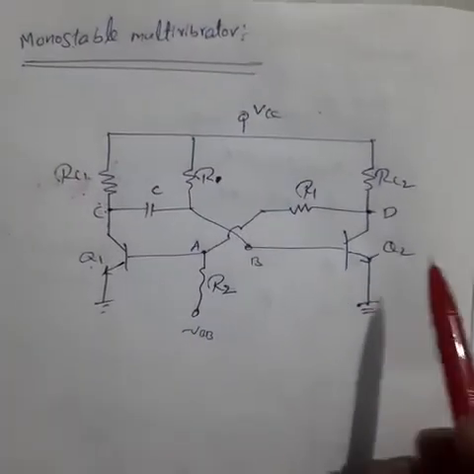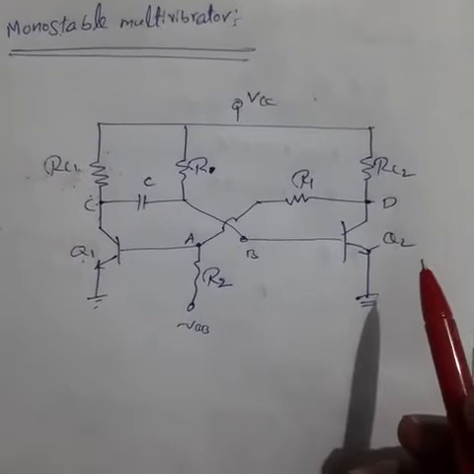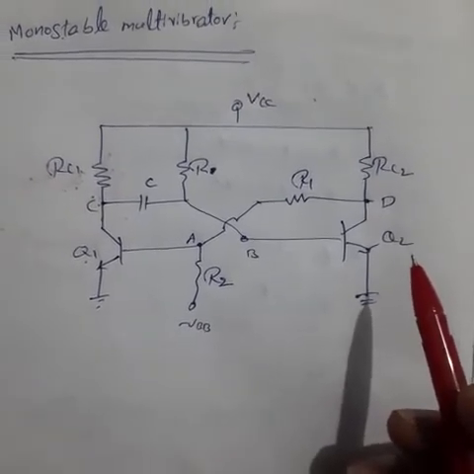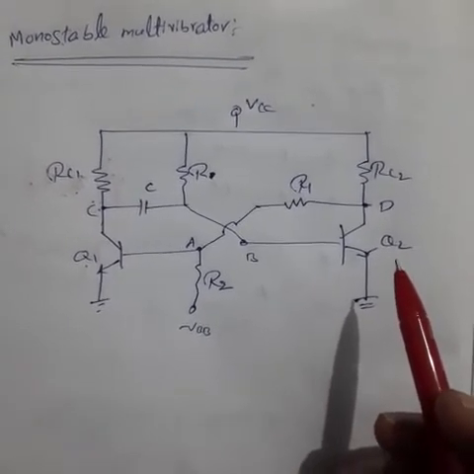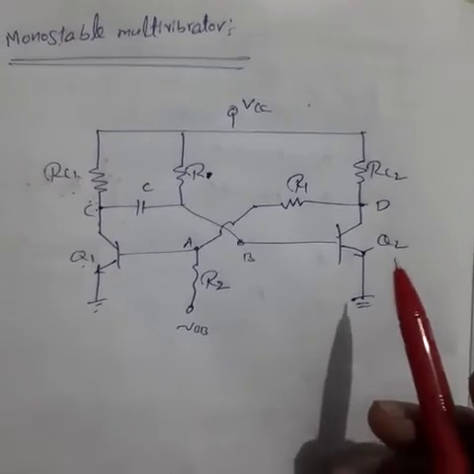Today we will discuss the monostable multivibrator. In the previous class we already discussed the bistable multivibrator. In a bistable multivibrator we have two stable states. But in the case of a monostable multivibrator, there is one stable state and another one is a quasi-stable state.